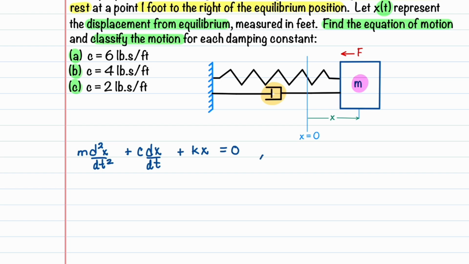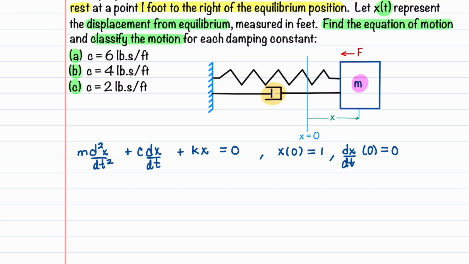Now let's put in our initial conditions. The weight starts out 1 foot to the right of equilibrium. So we're going to say that x of 0 is equal to 1, and then the weight is released from rest. So that means it doesn't have an initial velocity. So we're going to say that dx dt at time 0 is equal to 0.